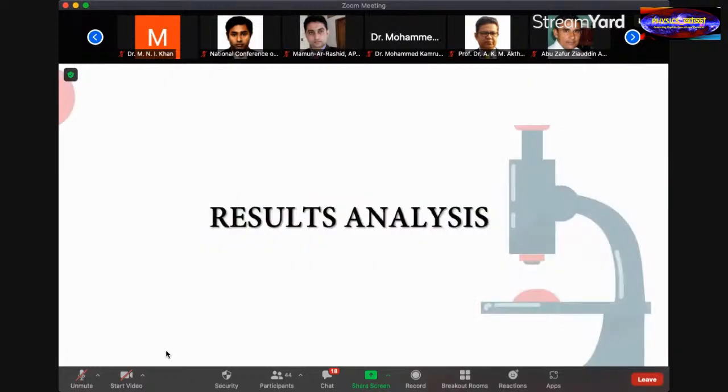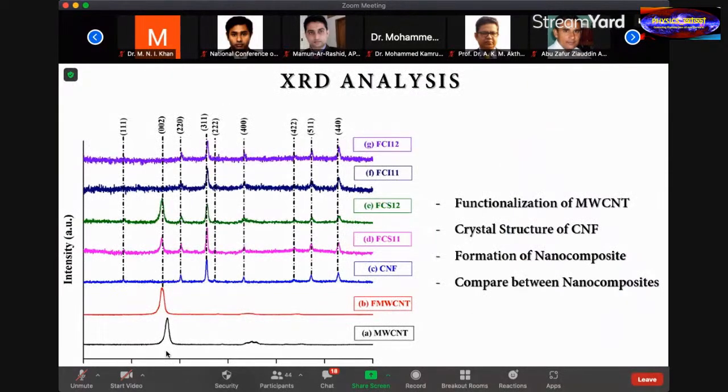Now, go to the result and analysis. We are starting with the XRD analysis. In this figure, A shows the XRD for pristine CNT and B shows the XRD patterns for functionalized CNT. As we can see, after the functionalization process, the characteristic peak of CNT, which is the 002 plane, shifted towards lower angle. This shifting is attributed to the insertion of functionalized groups at the edge of each layer.